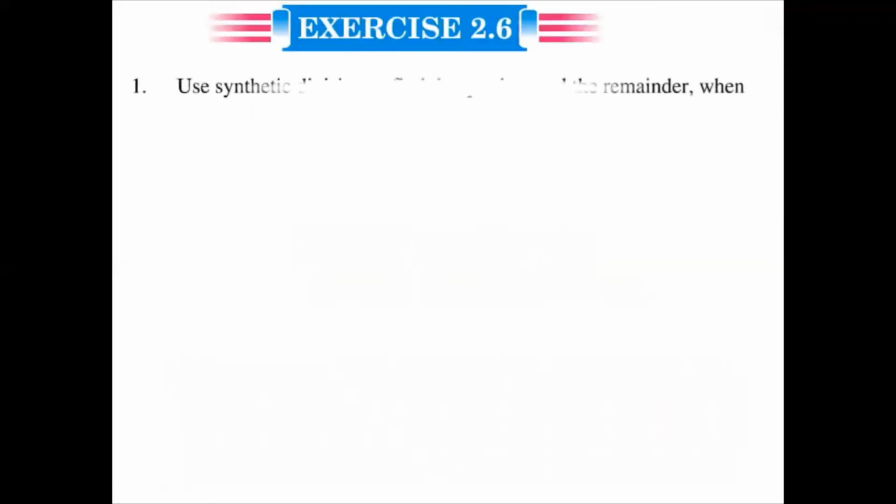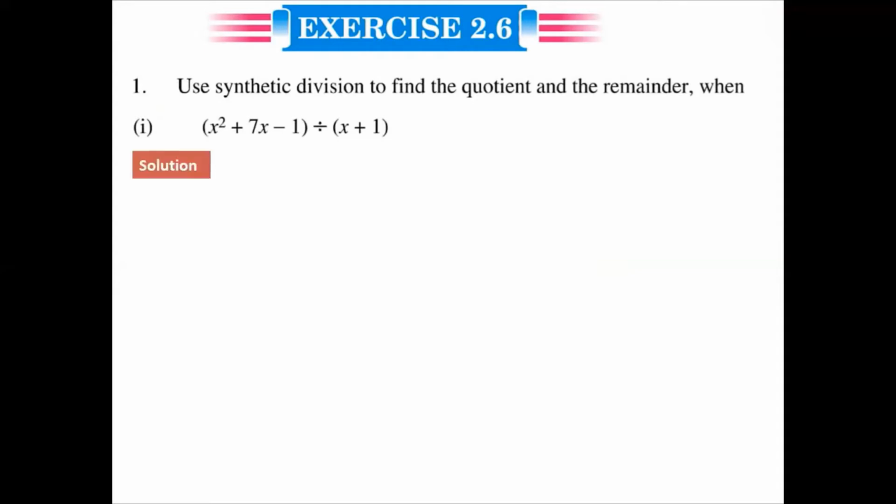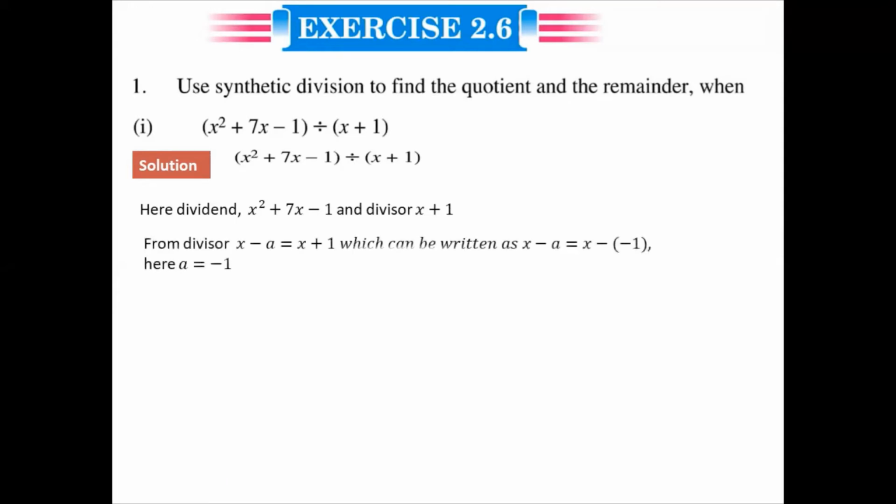Now exercise 2.6, question 1. Use synthetic division to find the quotient and the remainder when part 1, x^2 plus 7x minus 1, is divided by x plus 1. Solution. Here the dividend is x^2 plus 7x minus 1 and the divisor is x plus 1. If we compare the divisor with x minus a, we have a equal to minus 1.